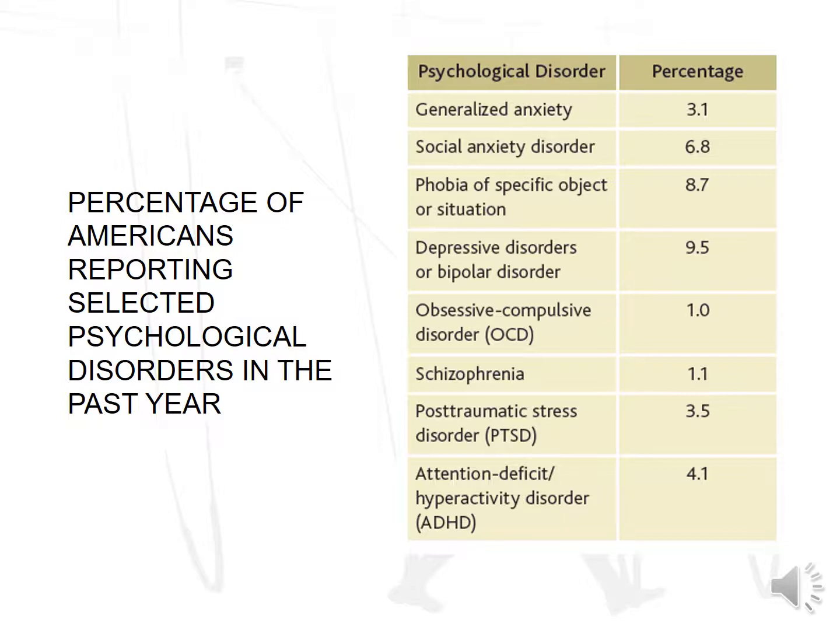This chart from the Myers text lists the percentage of Americans reporting selected psychological disorders in the past year. Generalized anxiety is about 3.1%, social anxiety is 6.8%, phobias of a specific object or situation 8.7%, depressive disorders or bipolar disorder 9.5%, obsessive compulsive disorder 1.0%, schizophrenia 1.1%, post-traumatic stress disorder 3.5%, and attention deficit hyperactivity disorder, ADHD, 4.0%.